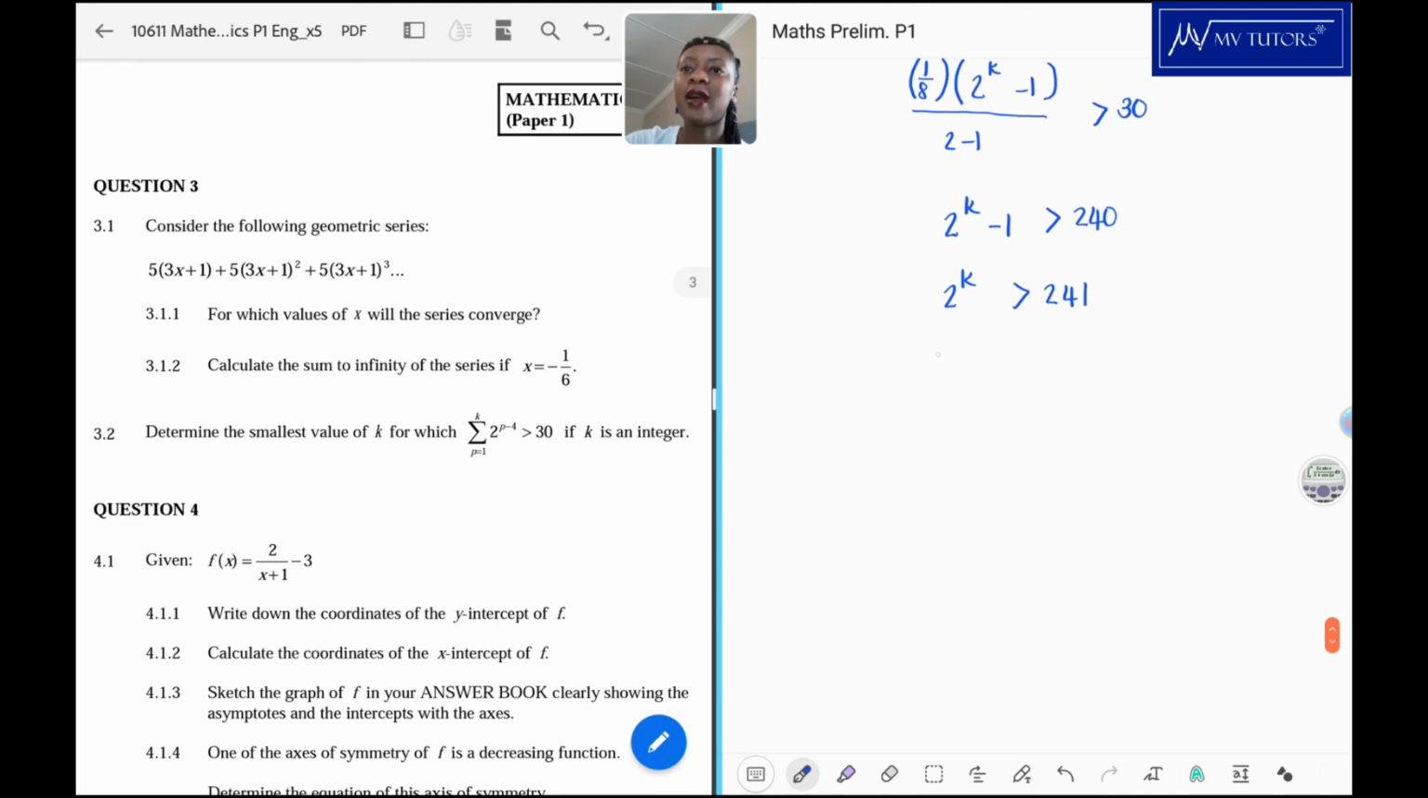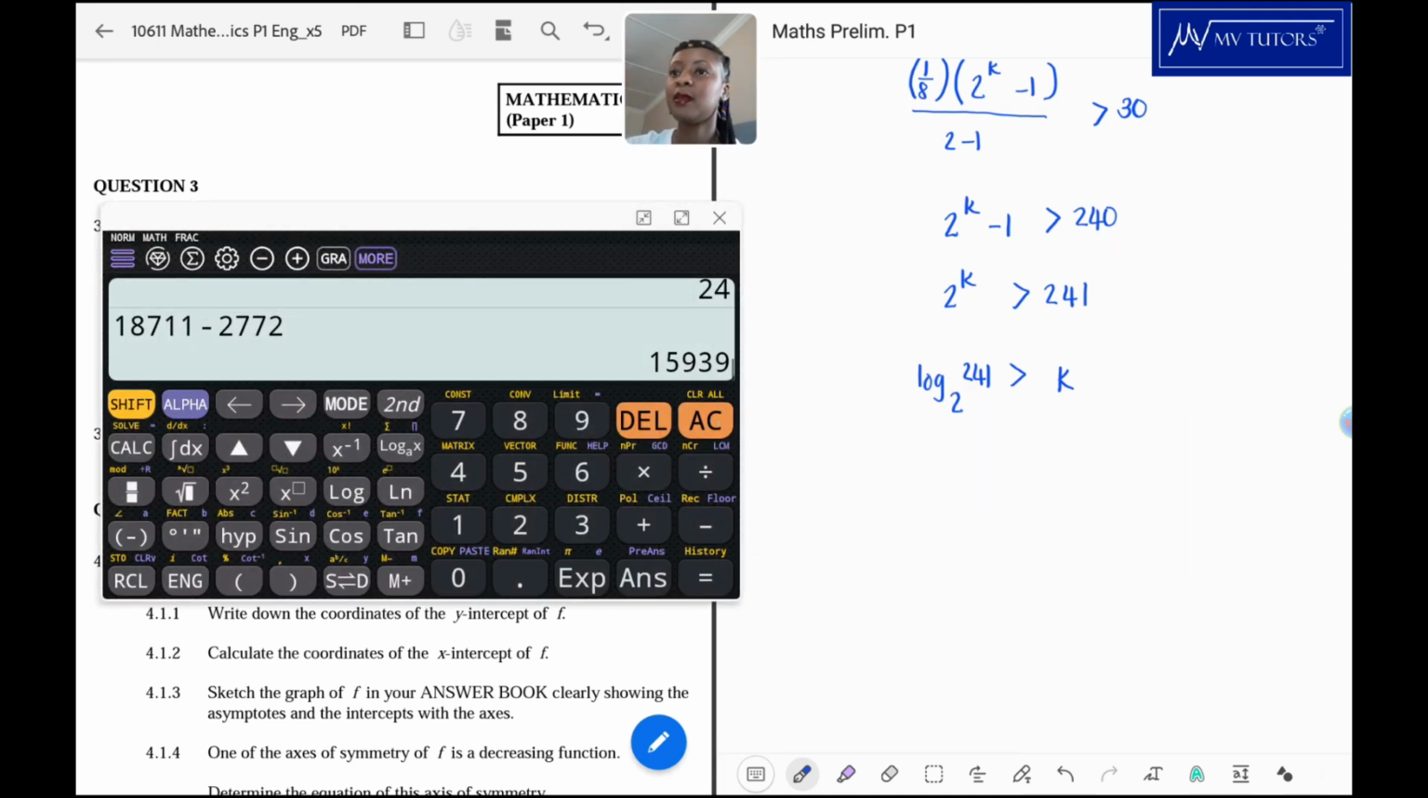So k is the power, right? So k is going to be this side, and I have log base 2 of 241. I hope I did it correctly. Okay, so let us solve it. Log base 2 of 241.